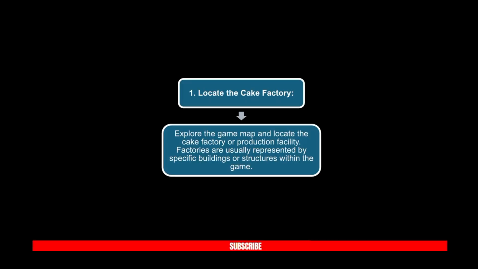So let's get started. First, locate the Cake Factory. Explore the game map and locate the Cake Factory or production facility. Factories are usually represented by specific buildings or structures within the game.